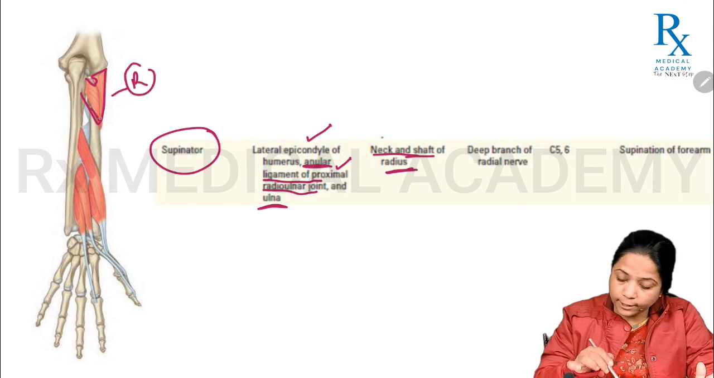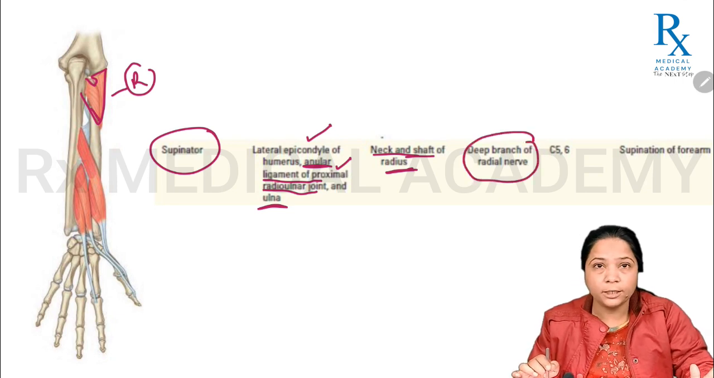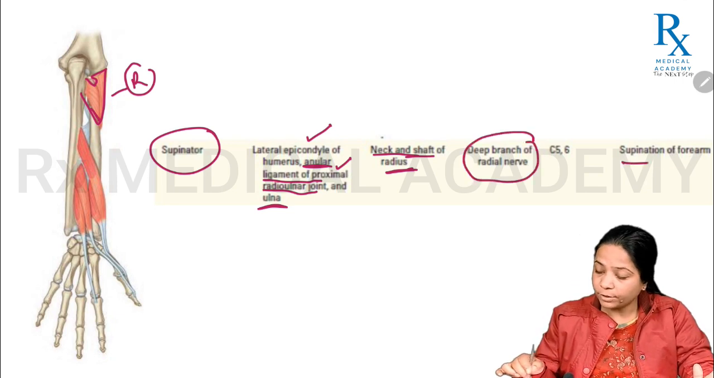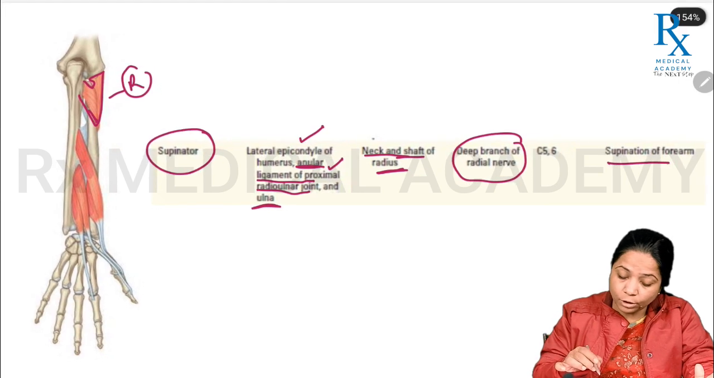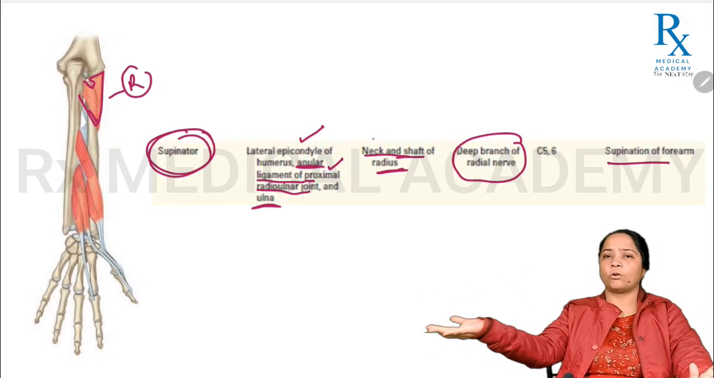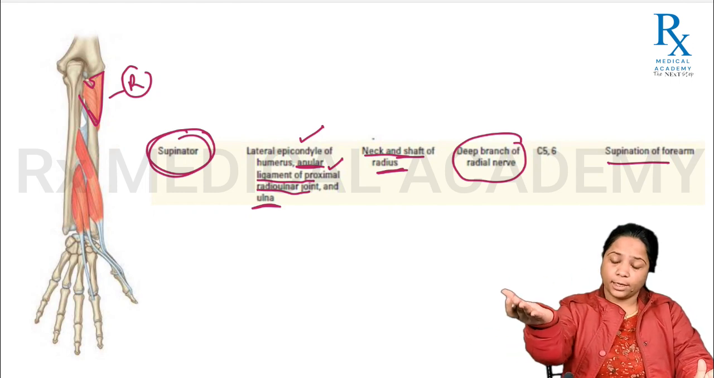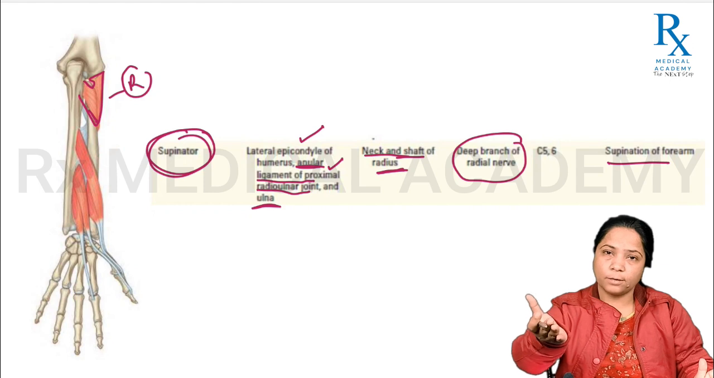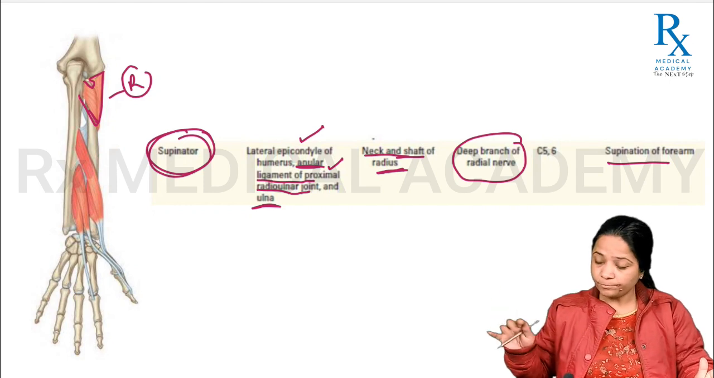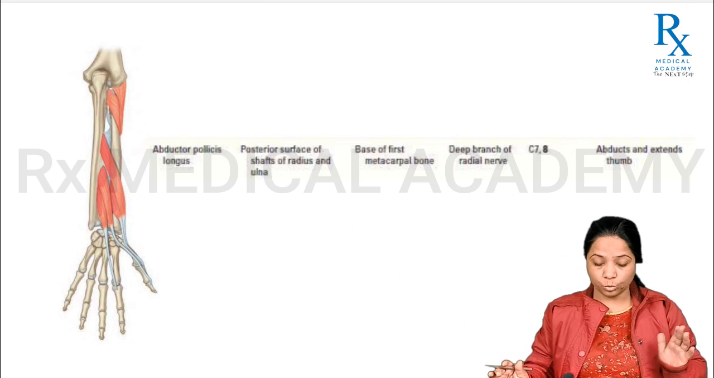So it is going to attach on the neck and the shaft of the radius and is supplied by the deep branch of radial nerve. And the function of this muscle, because you know the name is supinator, that means it is going to produce supination of the forearm. So this is the pronation and this is the supination. And this supination is done by the muscle, that is supinator. And this is how this muscle performs its work.